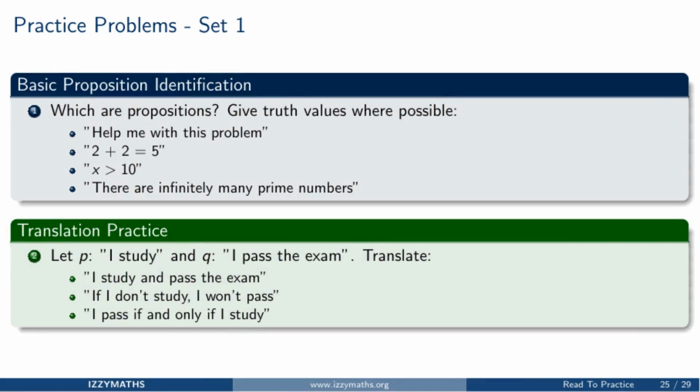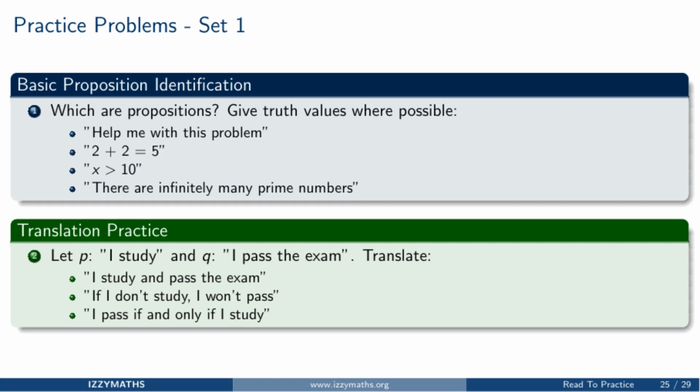Now it's time to test your understanding with practice problems. For basic proposition identification, determine which are propositions and give truth values where possible: 2 plus 2 equals 5, x is greater than 10, and there are infinitely many prime numbers.